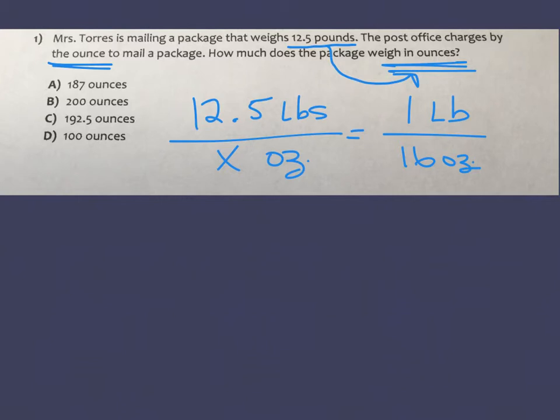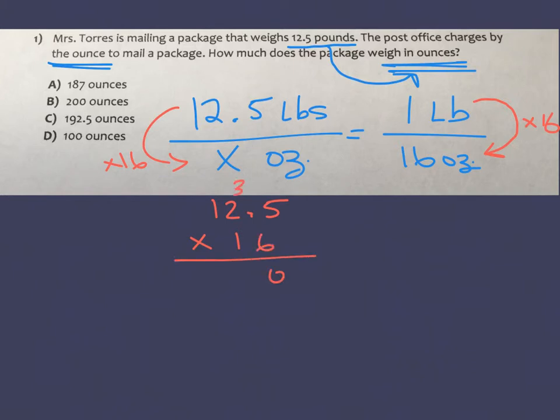1 pound is 16 ounces. So we can use the within strategy to go from 1 to 16, multiplying by 16. So we'll do the same thing to our other ratio. 12.5 times 16. 6 times 5 is 30, 6 times 2 is 12, plus 3 is 15, 6 times 1 is 6, plus 1 is 7. Placeholder. 1 times 5 is 5, 1 times 2 is 2, 1 times 1 is 1. 0, 0, 8, 0.